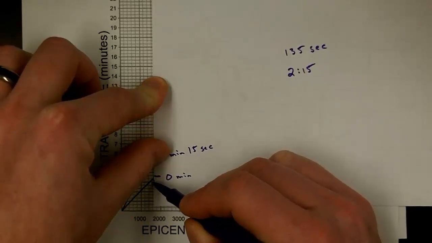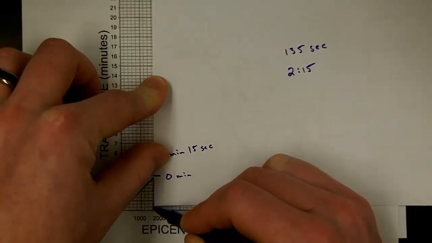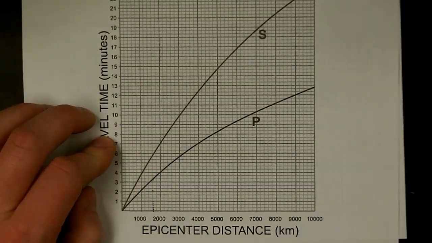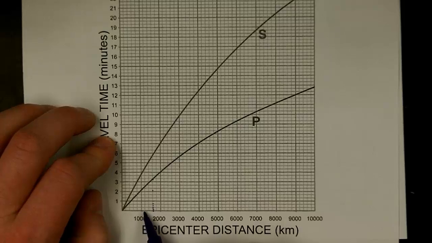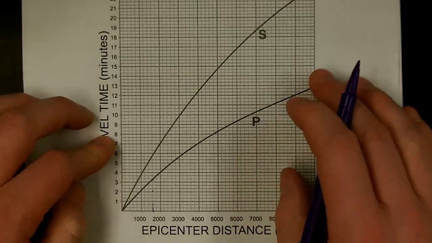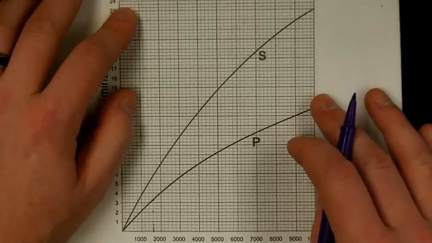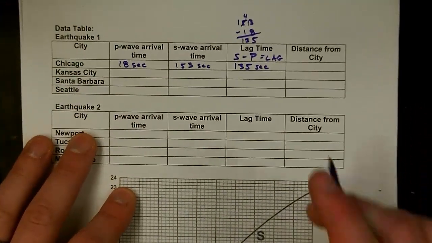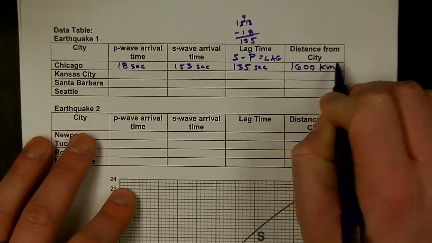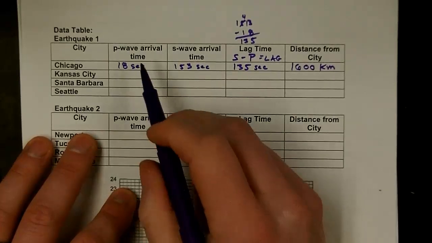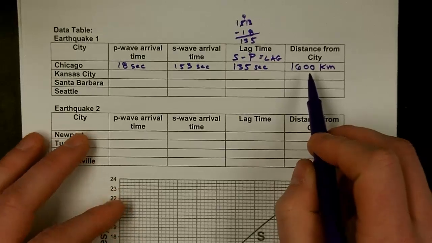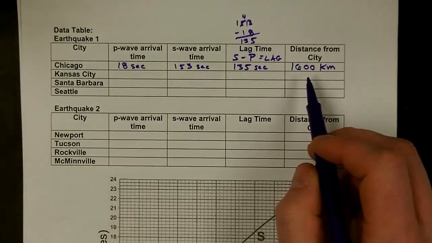Now I would drop a line straight down, and from there I should be able to figure out my distance. So here's my line. I'm at 1,000, 200, 400, 600. So I should be at a distance of 1,600 kilometers. I take that up here and I get 1,600 kilometers. So I've got my P wave arrival time, S wave arrival time, figured out the lag time, then I got the distance from the city. I already have all that information.